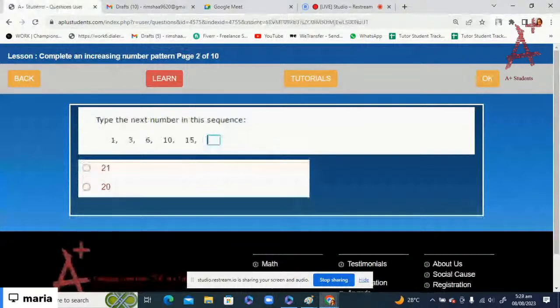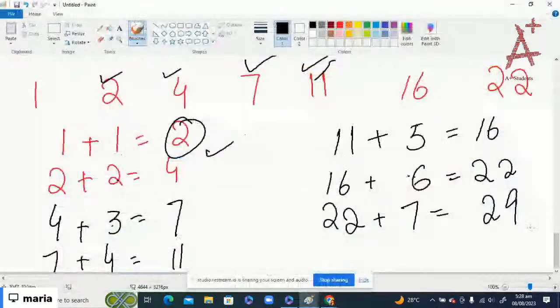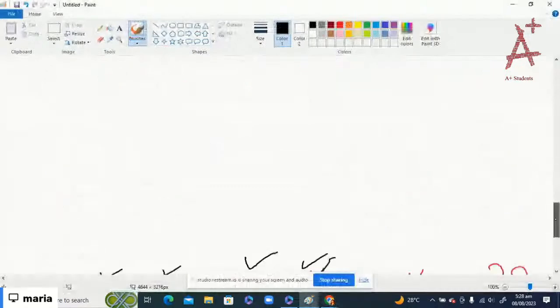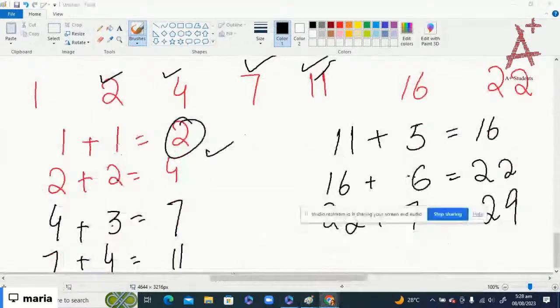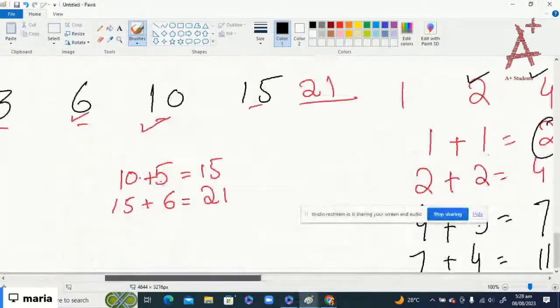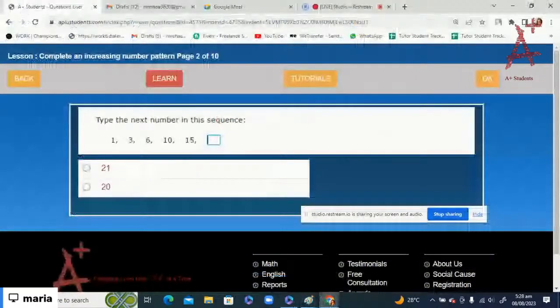Okay, 1, 3, 6, 10, 15. We already did this one. 1, 3, 6, 10, 15. Next number is 21. Let's write it.